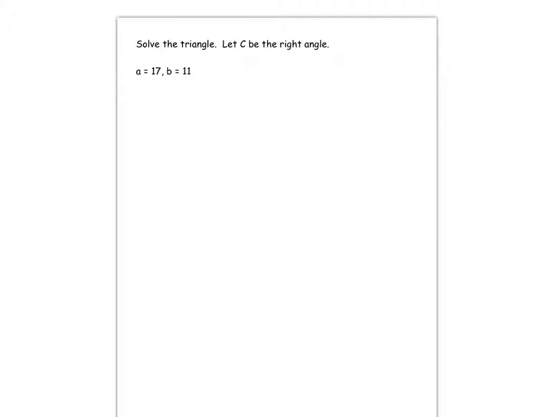All right, solve the right triangle. Let C be the right angle. This time we only know a is 17 and b is 11, and they're both lowercase, so neither one of those is an angle, I mean, they're sides. So if I put angle A in the bottom right like I did on the previous picture, then lowercase a is the opposite. It's over here at 17. If I put angle B at the top, then side b is down here at the bottom, opposite of B.